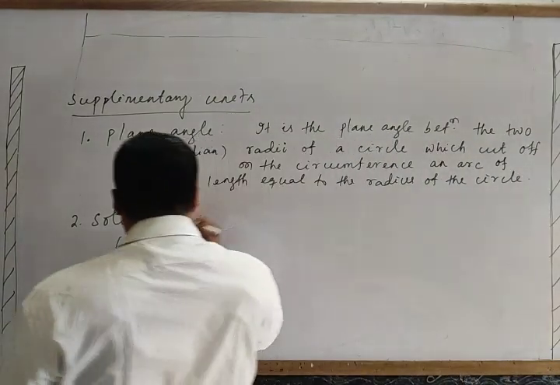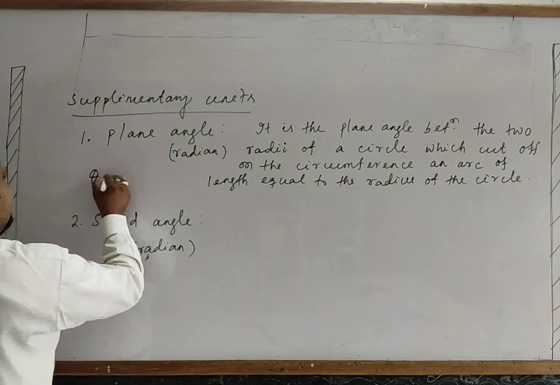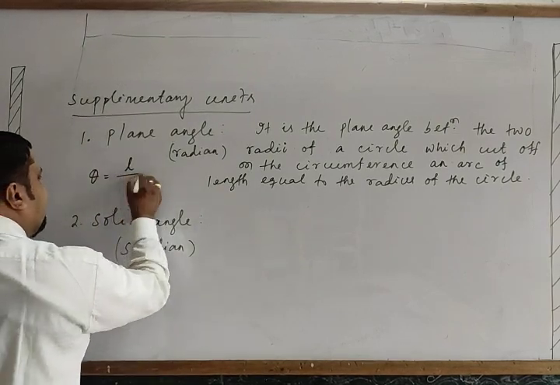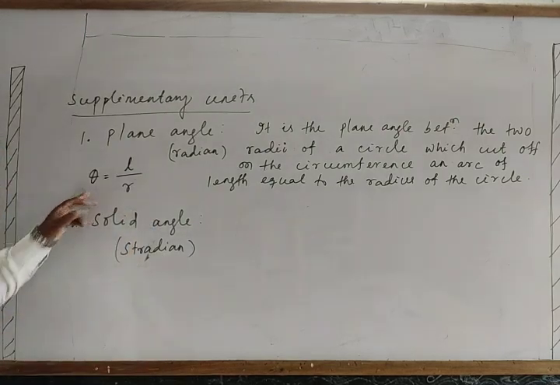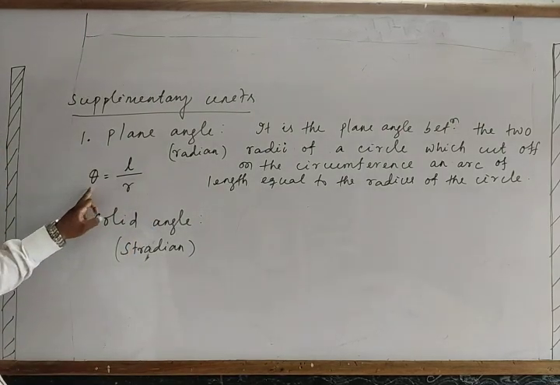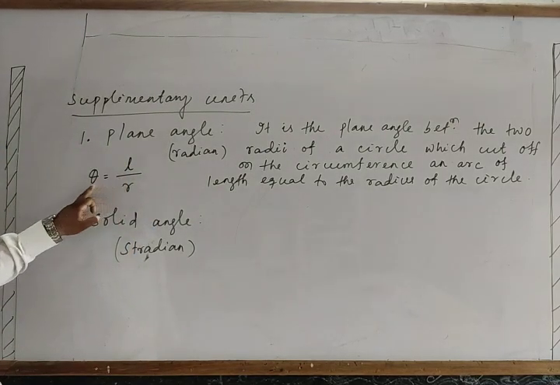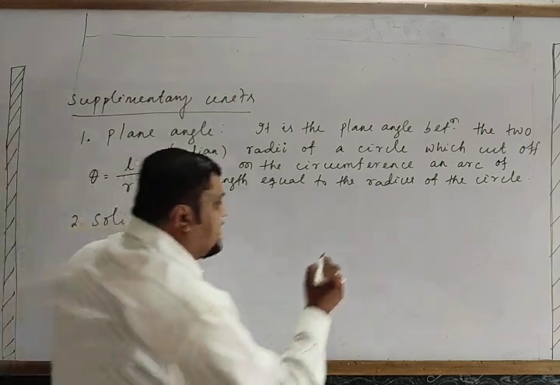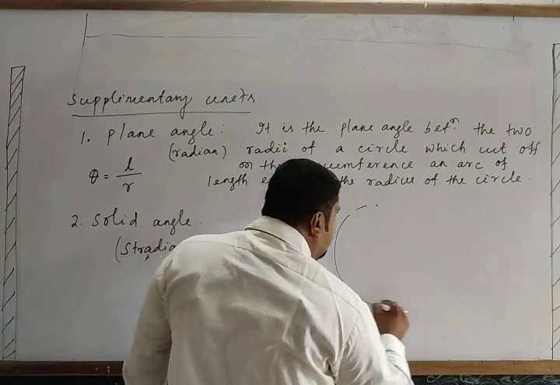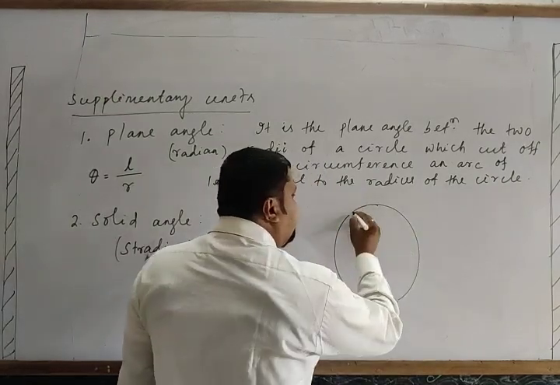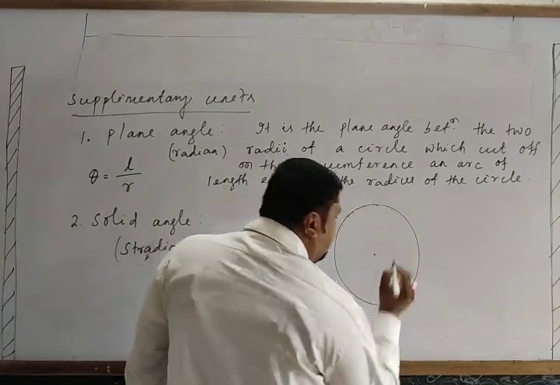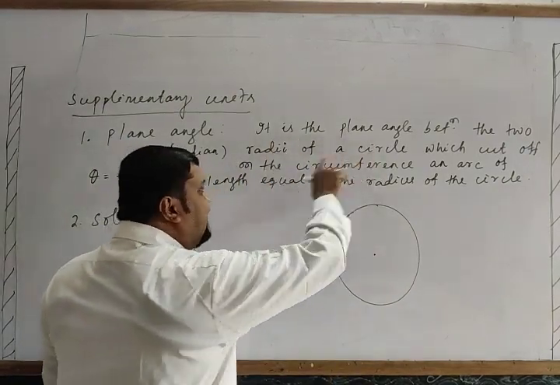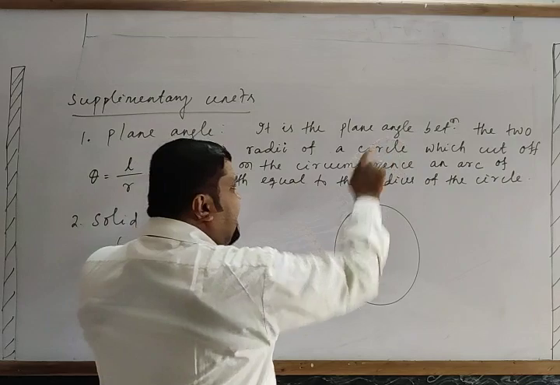So we can write the formula like this: theta is equal to the arc of length L divided by the radius R. That means when L is equal to R, theta will be 1 radian. Let us consider a circle and its center. What is the radian? It is the plane angle.